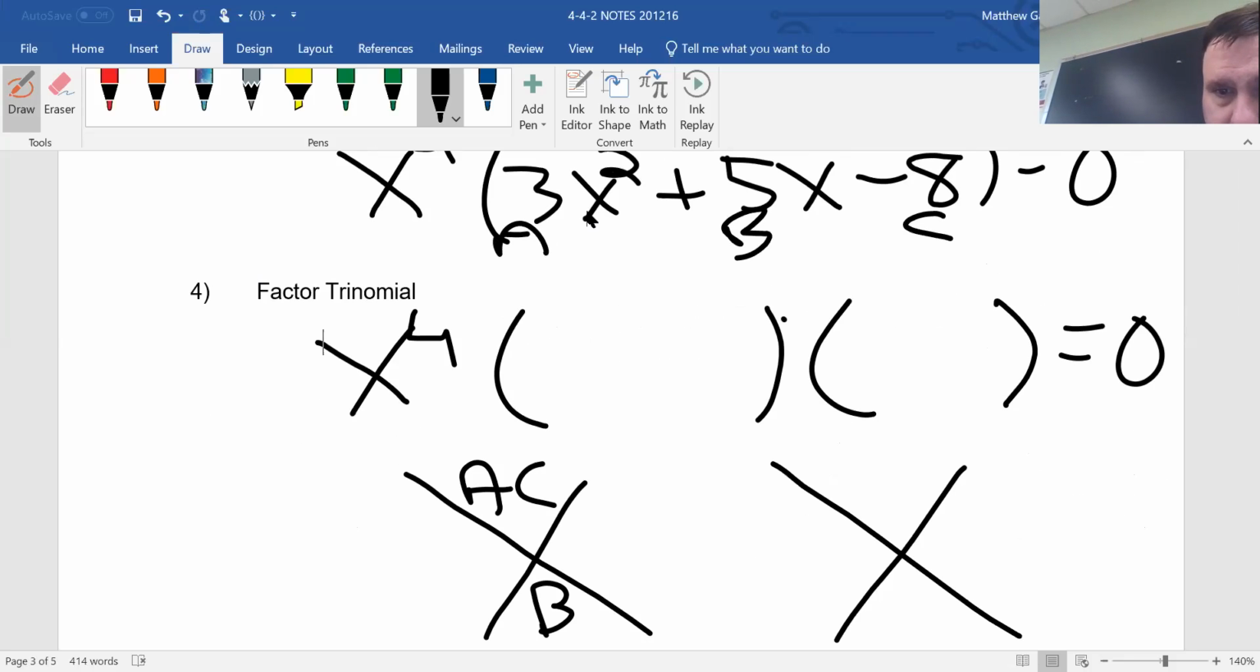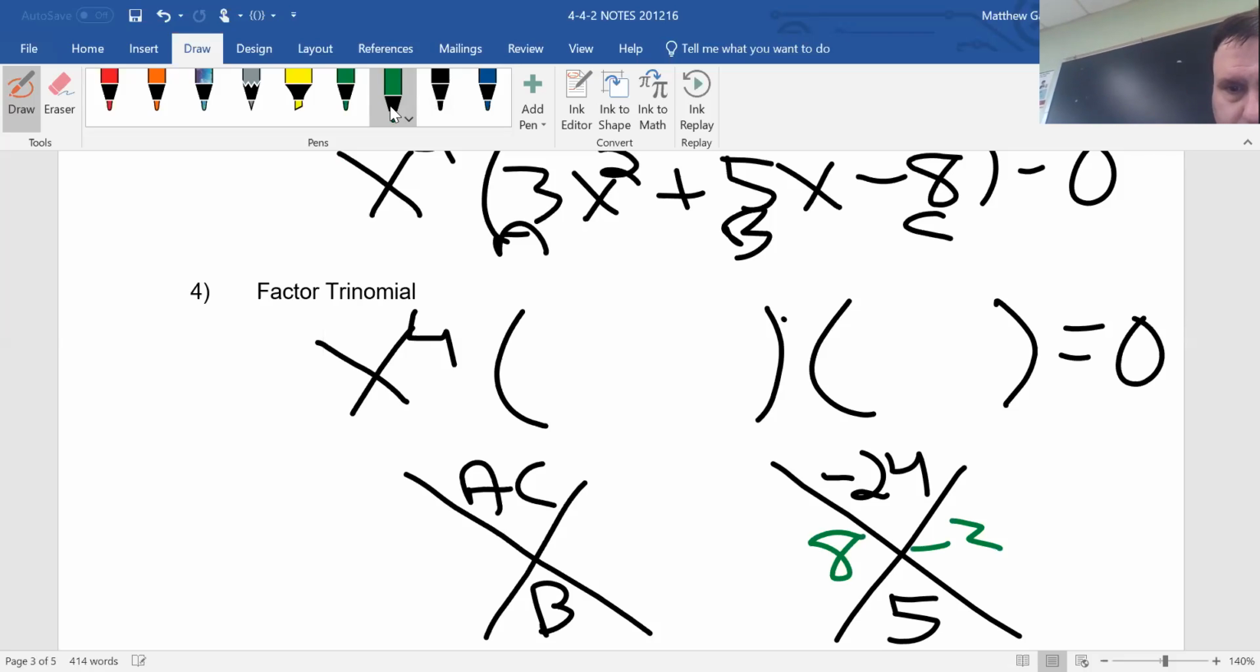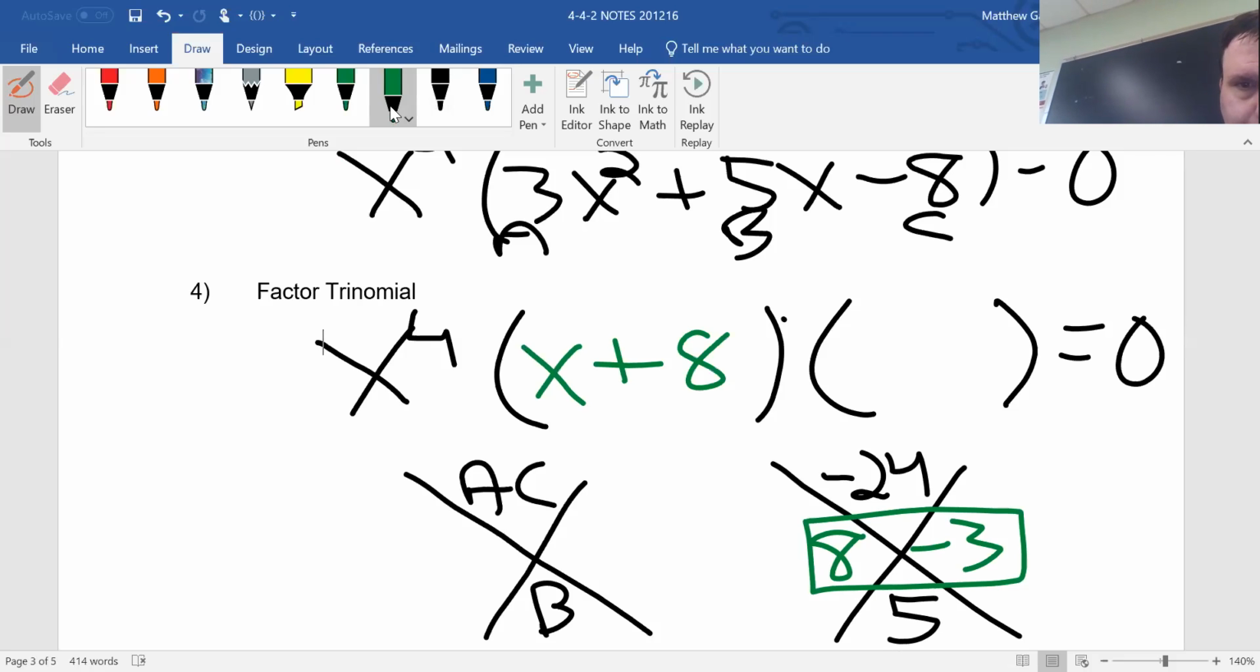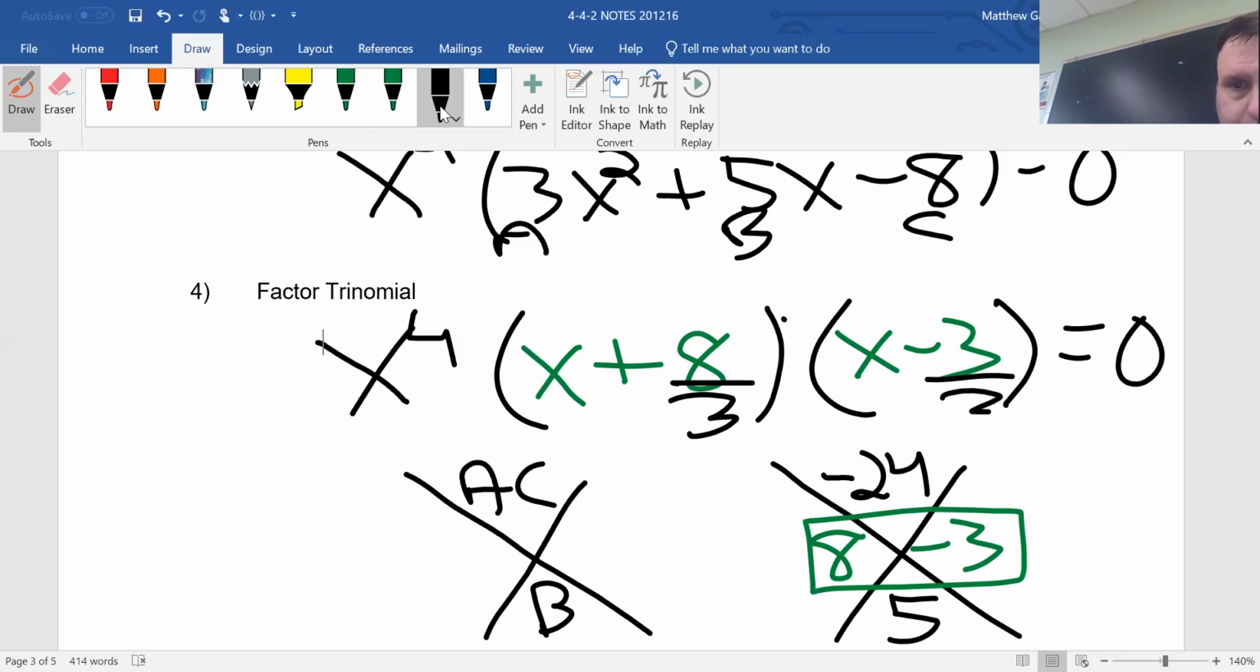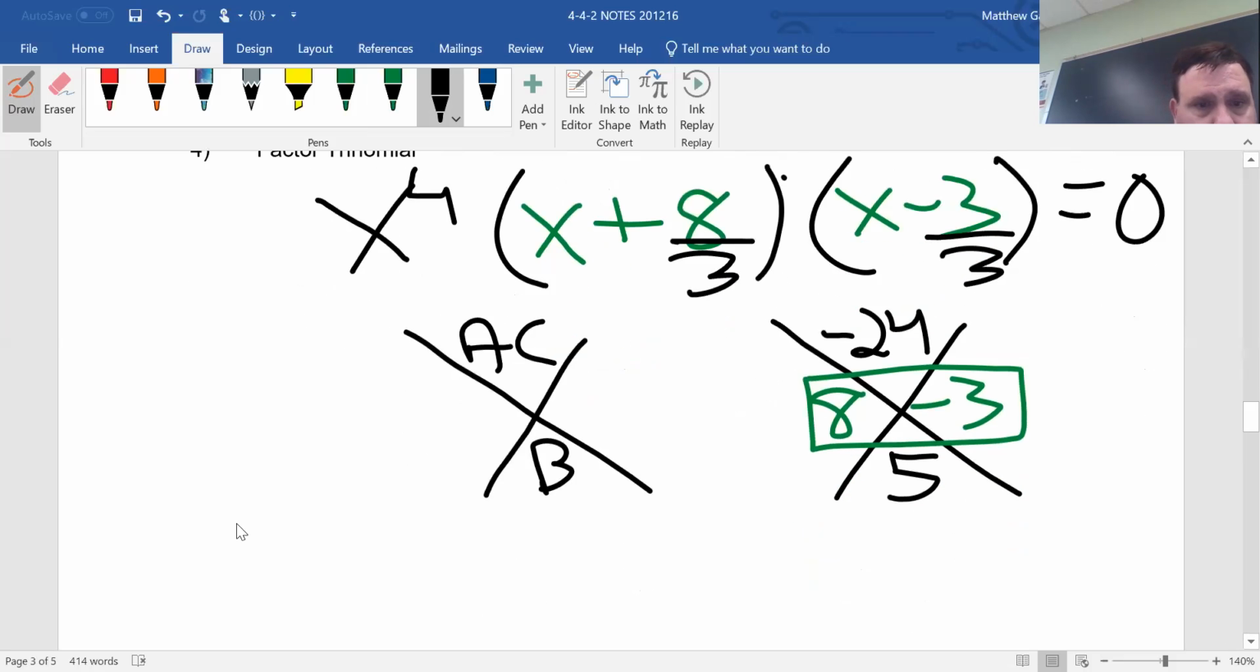3 times negative 8 is negative 24. The factors of negative 24 that add to 5 are 8 and negative 3. So when you do your plus 8 and minus 3, you need to remember to go back and divide by the leading coefficient, which is 3. Now, you don't have to put this in factored form. You can rewrite this binomial as 3x plus 8, but you're being asked to solve.